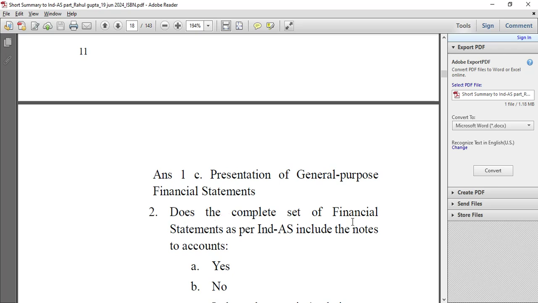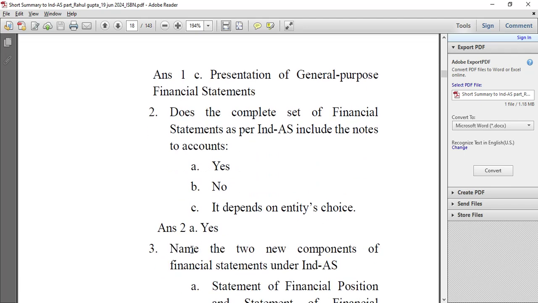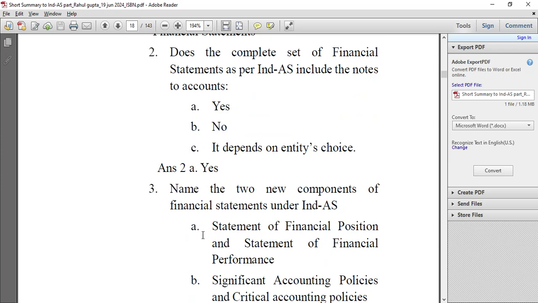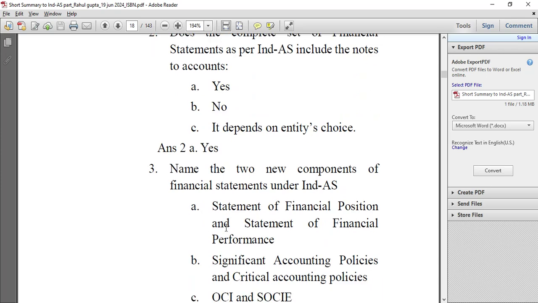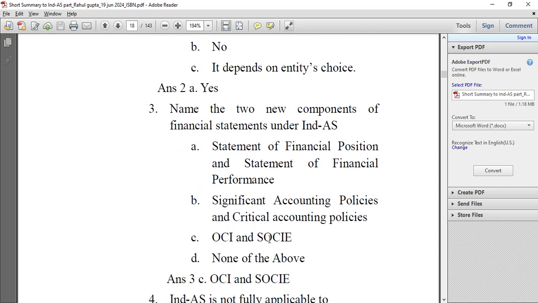Does the complete set of financial statements as per Ind-AS include notes to accounts? Yes, no, or it depends on the entity's choice. Answer is yes. Name the 2 components of financial statements under Ind-AS. New components. So first is the SOCI, statement of financial position. SOCI and OCI is the answer.